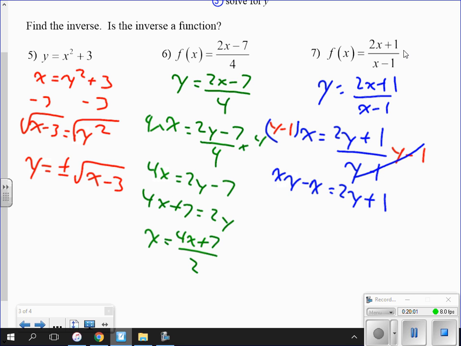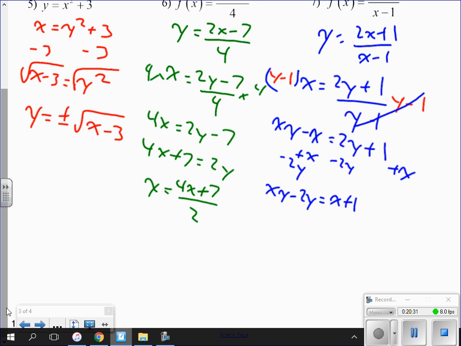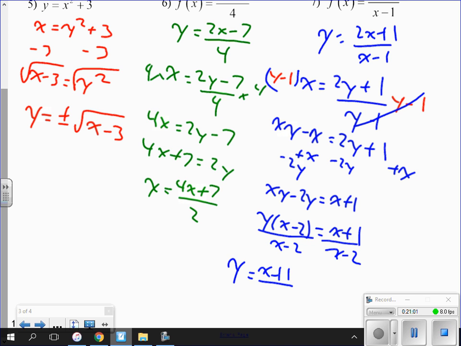Don't worry. Trust me, I know what I'm doing. Put all the y's on one side and anything that's not a y on the other side. So add x to both sides and subtract 2y from both sides. So you get xy minus 2y equals x plus 1. Factor out y. Y times x minus 2 equals x plus 1. Divide both sides by x minus 2. Y equals x plus 1 over x minus 2.